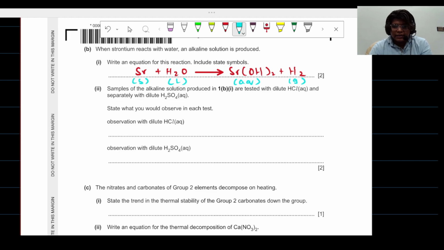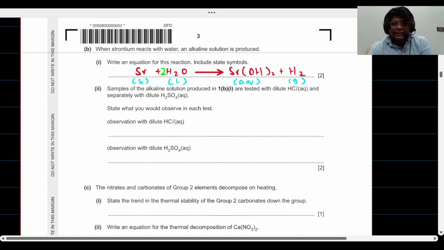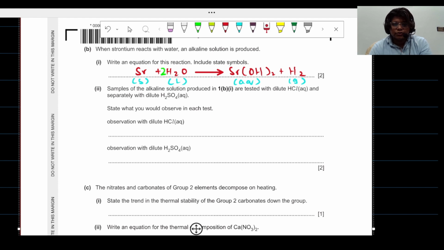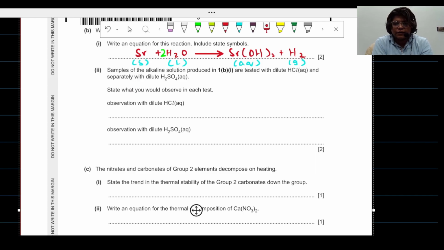And now to balance it, we just need to add 2 here to make it balance, right? 2 moles of water molecules, and this would be balanced. Then it says separate samples of alkaline solution, which is strontium hydroxide, are tested with dilute HCl and separately with dilute sulfuric acid. So what would you observe in each of these?